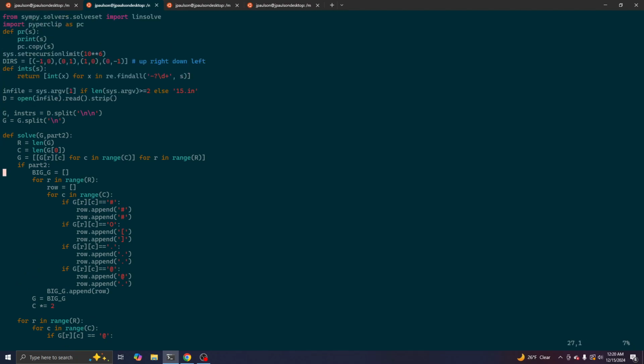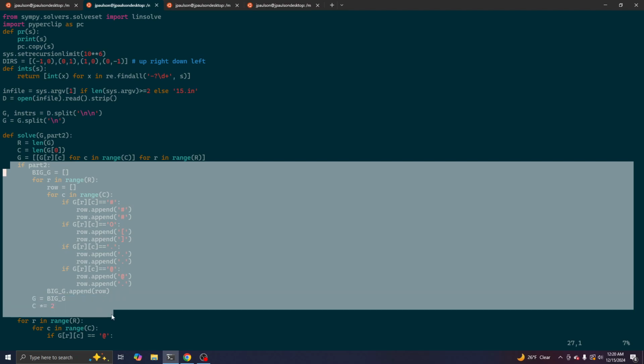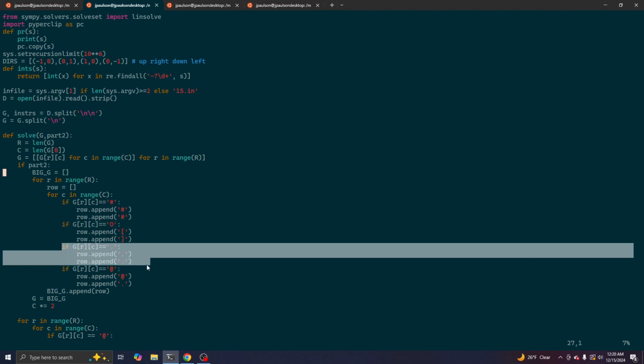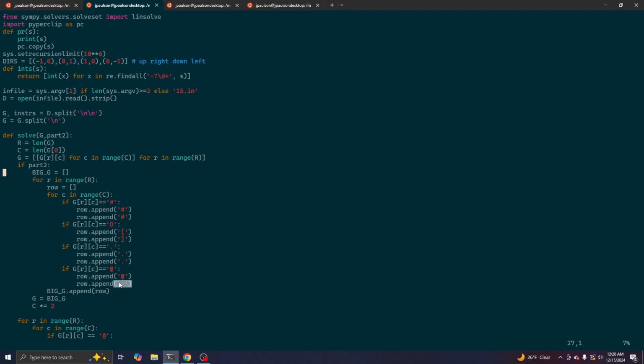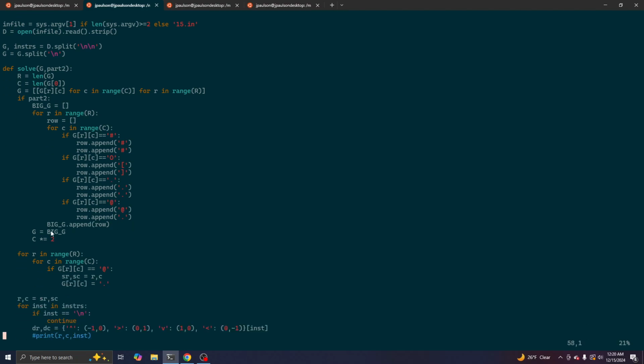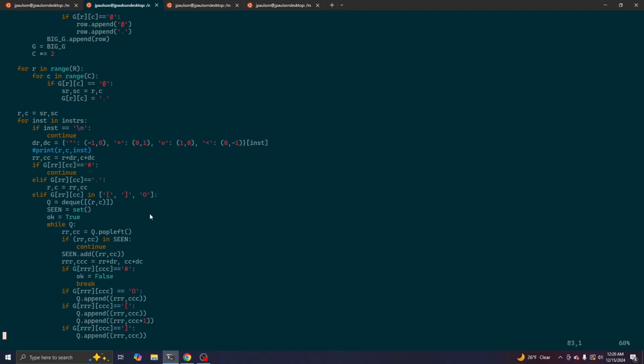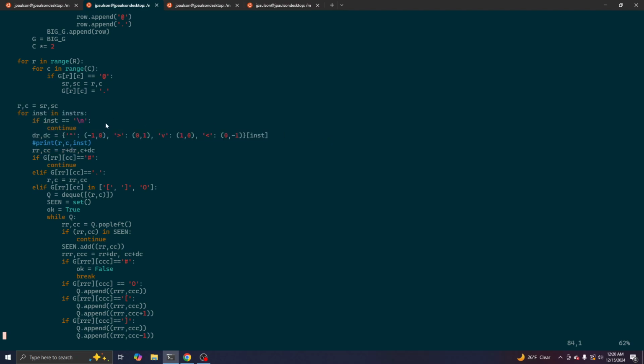So in part two, we're doubling the grid the way that they told us to. So hash turns into double hash, O turns into a big box, dot turns into two dots, and the robot turns into a robot and a dot. And of course that doubles the number of columns. So first we figure out where the robot is, and then we go through each instruction. There are new lines in the instructions for some reason. So we convert the instruction into a direction.